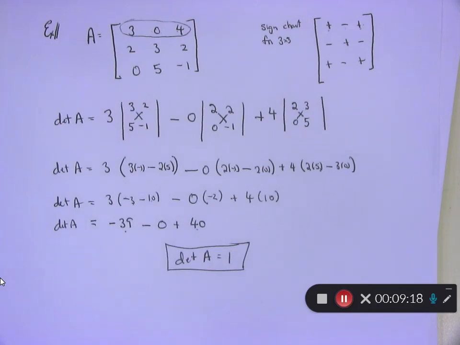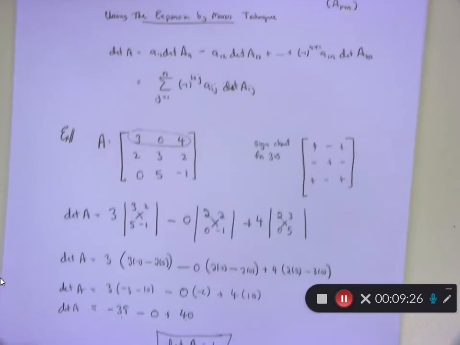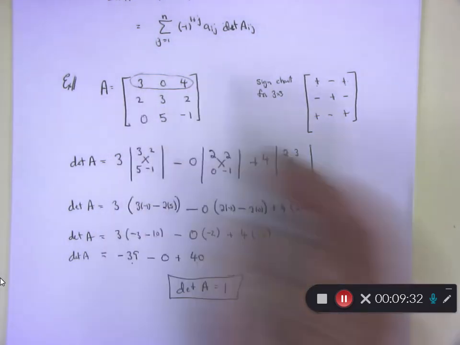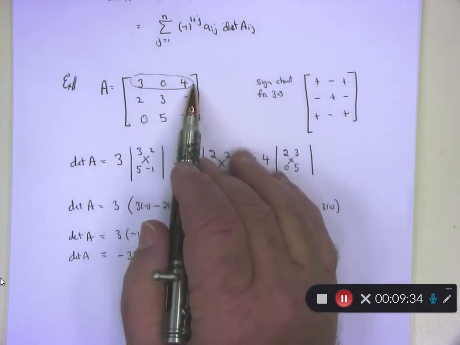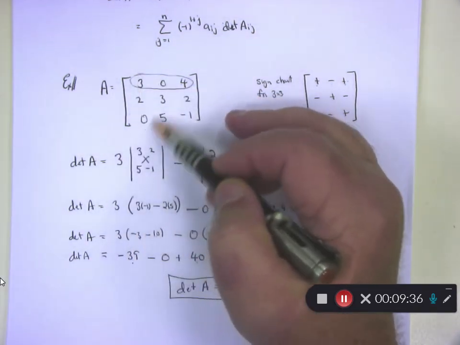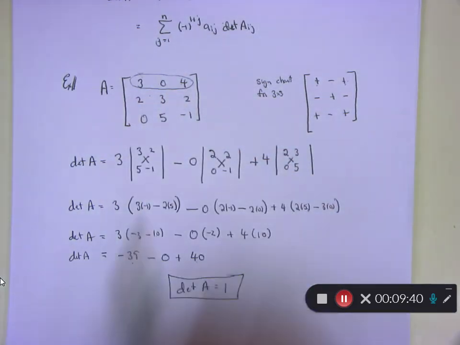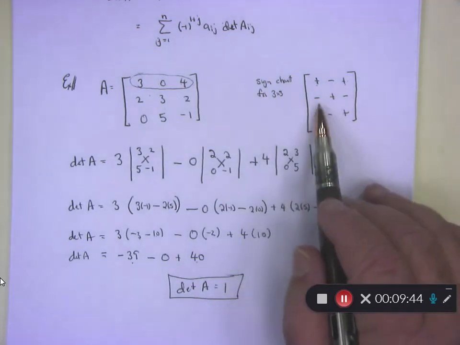Very helpful technique when you've got much larger matrices. And the more important thing is this. You can expand by any row or any column. I did this first example, I just used the first row. I could have used the first column. I could use the second column, a second row, or the second column. Does that make sense? But you have to go with the sign chart.